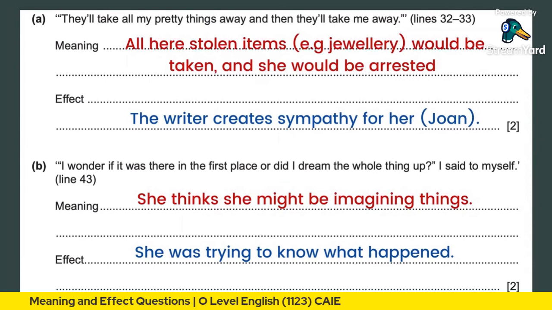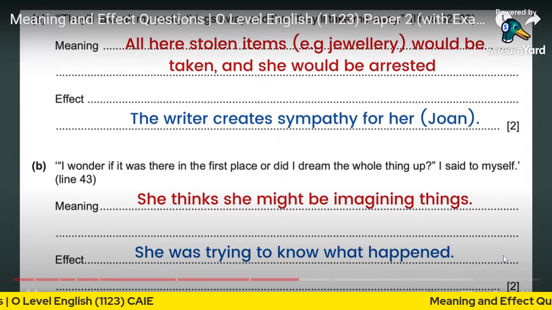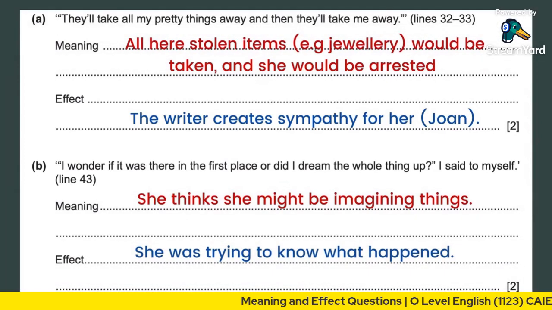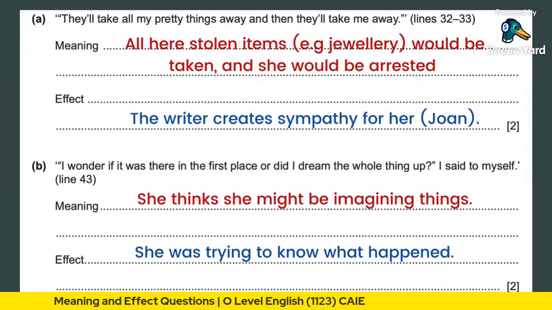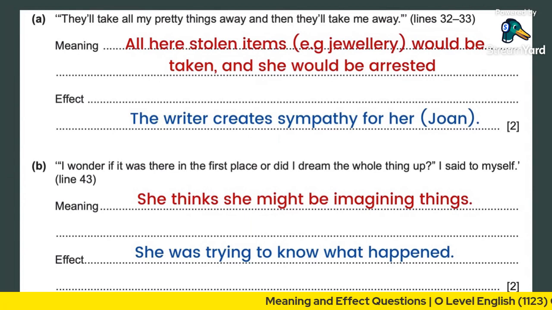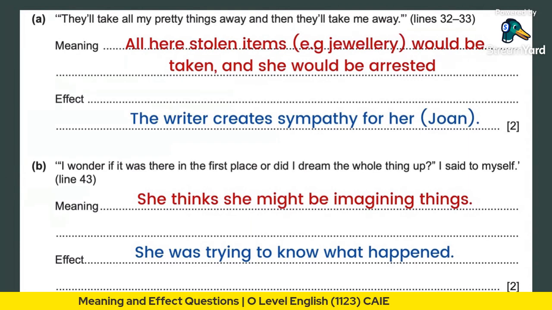The second part says, I wonder if it was there in the first place or did I dream the whole thing up? I said to myself. Now, this phrase means that she thinks that she might be imagining things. We can say this because of the use of the word dream. From this, we can say that the writer wants to show that she was trying to know what happened. Or she was understanding the previous events. Again, I recommend you read the complete passage to understand this in a better way. You can find the details in the description.